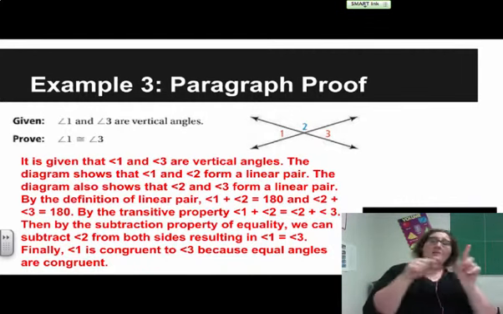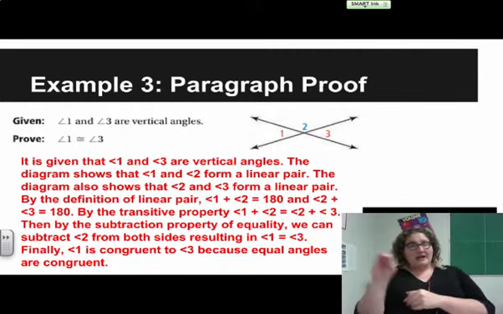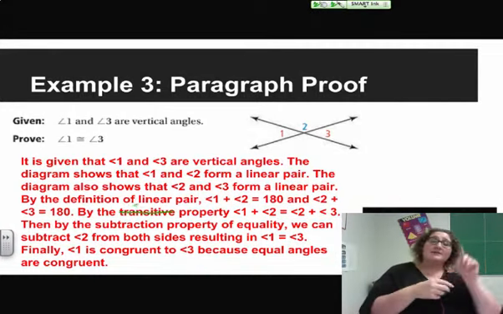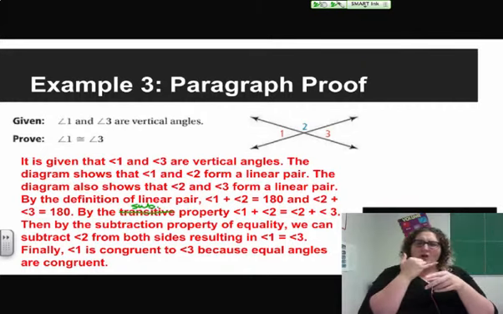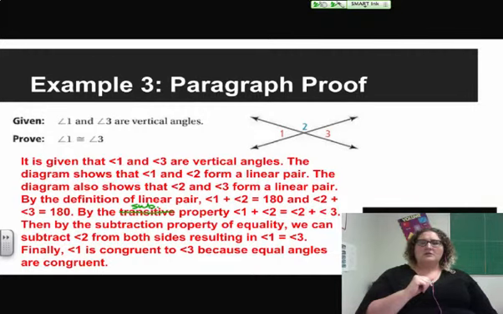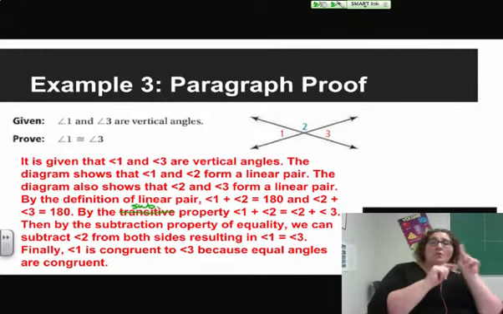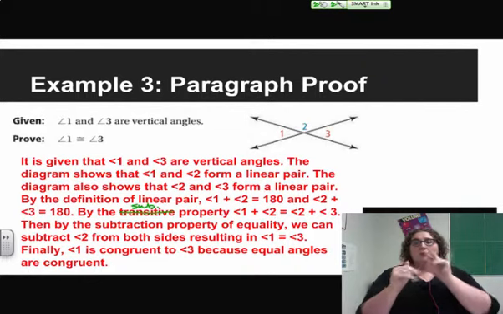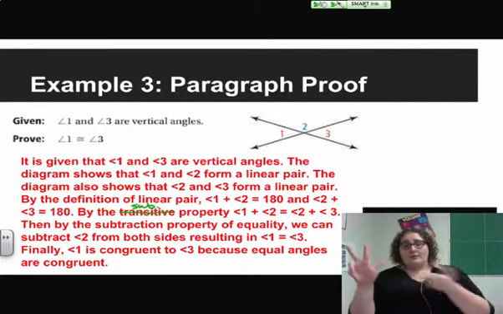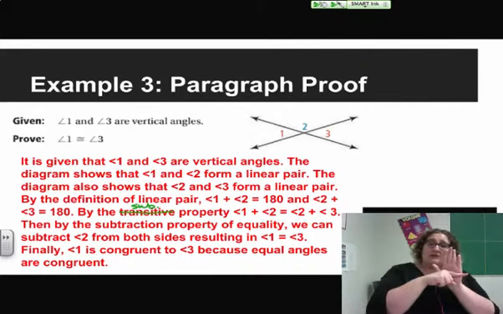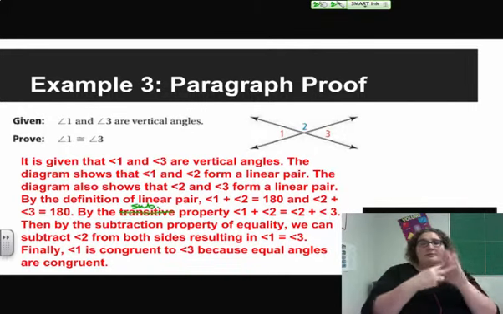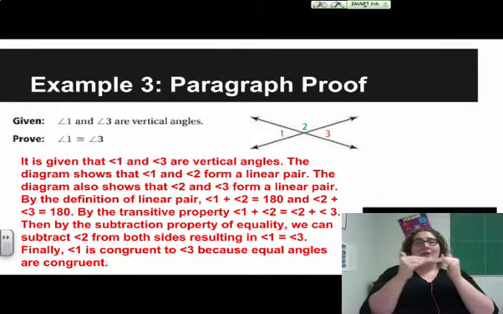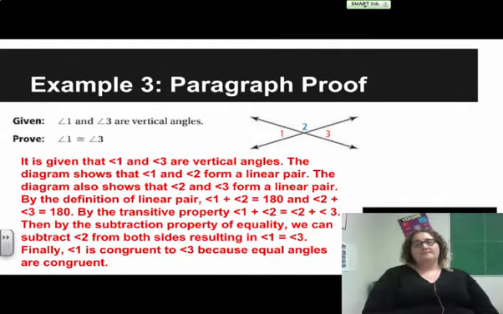By the transitive property, angle 1 plus angle 2, that shouldn't be by transitive. That should be by substitution, sorry. By the substitution property, angle 1 plus angle 2 is equal to angle 2 plus angle 3. Then by the subtraction property of equality, we can subtract angle 2 from both sides, resulting in angle 1 being equal to angle 3. And finally, angle 1 is congruent to angle 3 because equal angles are congruent. So basically, it's taking what we did in our two-column proof and putting it in sentences.